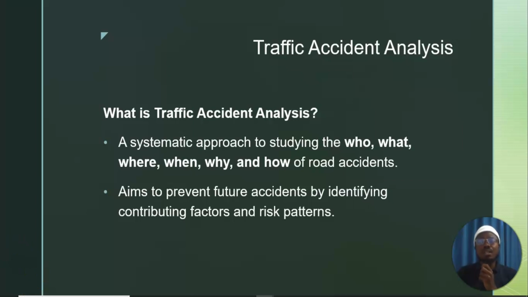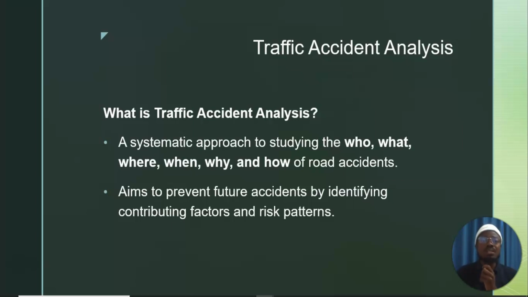Then the last point we need to look into is the safety improvement. Since we have been able to identify the cause, we'll have to put a lot of safety measures in place, safety improvement, by implementing measures to reduce the risk of accidents, such as improving the road infrastructure, enhancing drivers' training, or enforcing traffic laws, based on the points that we have identified in the course of the data collection, the data analysis, and also identifying the cause of those accidents. So these four points are very important in traffic accident analysis, and this helps to prevent future occurrence of accidents of this nature.